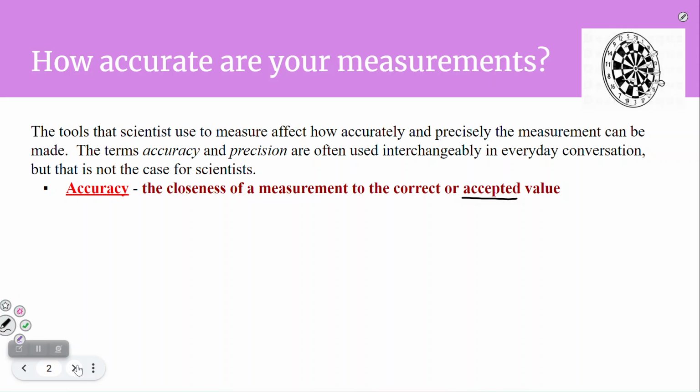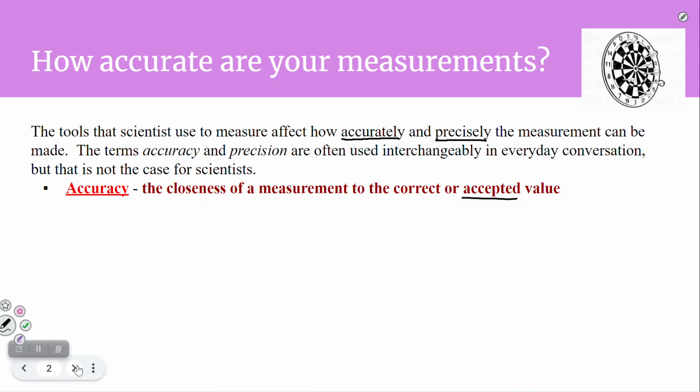Up here on the top, you have the statement that the tools that scientists use to measure affect how accurately and precisely the measurement can be made. Like we talked about last week, when you would use a beaker versus a graduated cylinder. We learned that a graduated cylinder is a lot more accurate for reporting a value for liquid volume than a beaker. So those two tools would have a different level of precision contained within each one.